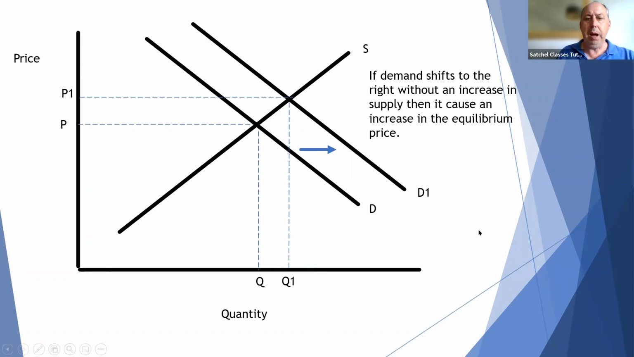So if we shift demand, we can see we extend the supply curve and we shift our price up to P1. So our market clearing price is now P1 and our market clearing quantity is Q1. This is assuming that supply remains exactly the same. Demand has increased, supply has remained the same, which means our price has gone up because more of the product is demanded.